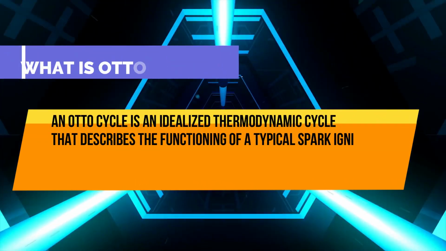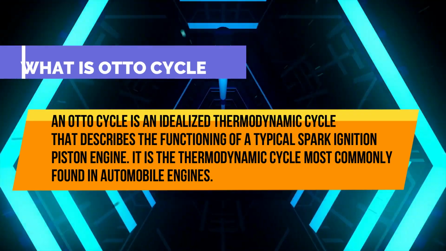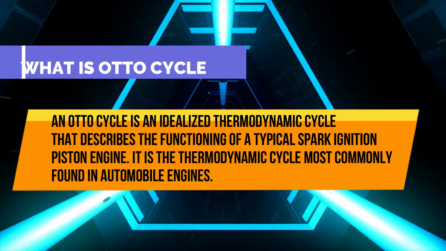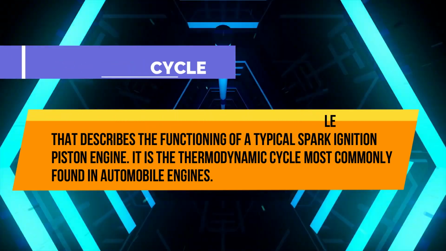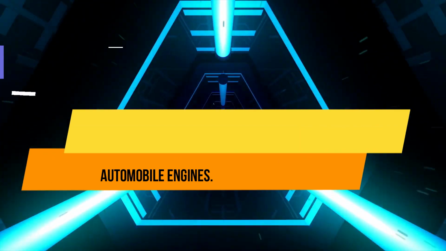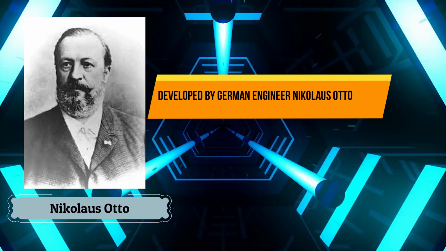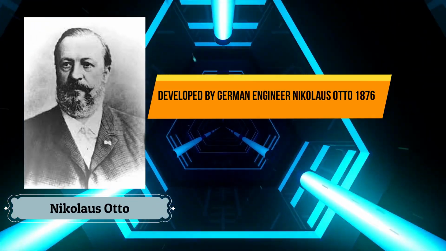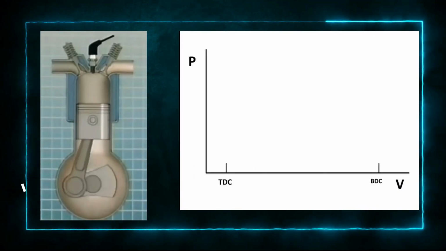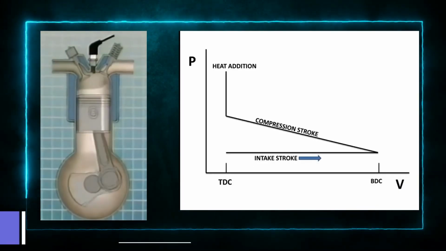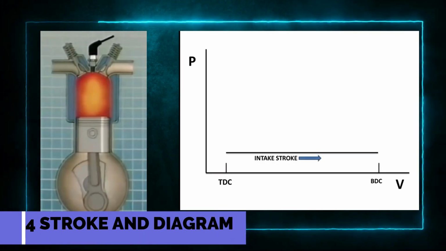What is the Otto cycle? An Otto cycle is an idealized thermodynamic cycle that describes the functioning of a typical spark ignition piston engine. It is a thermodynamic cycle most commonly found in automobile engines. It was developed by German engineer Nikolaus Otto in 1876. And now, let's see the four strokes and the diagram itself.